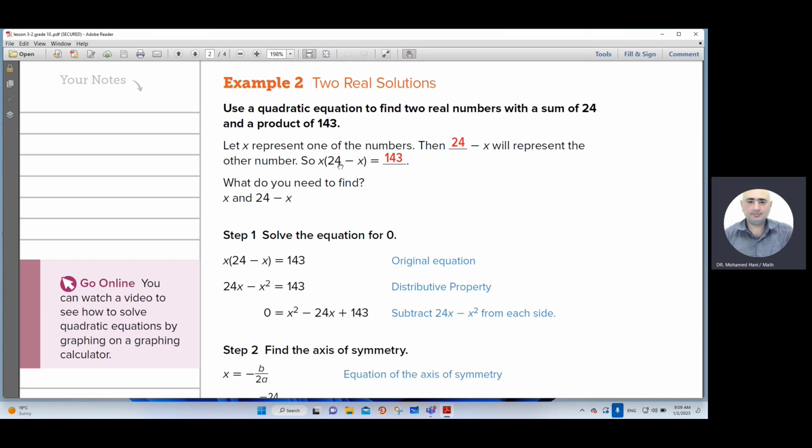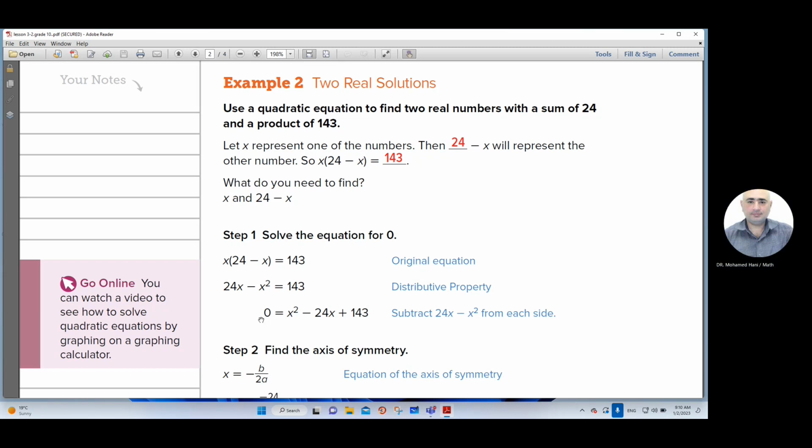So here you can use distribution. x times 24 will be 24x and x times x will be x squared. And here we have 143. Then you can move 143 to the first side and switch the sign. So you will get here x squared minus 24x plus 143 equals 0. So this is the first step.